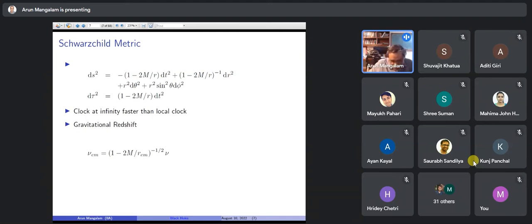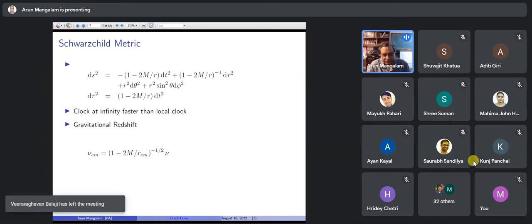So that applies even to gravitational redshift. What do you mean by gravitational redshift? An emitted photon would change its frequency from the emitted value by a factor given by this, the same argument. Time is changed to frequency, and then you can flip it over, and you get 1 minus 2m by r_em. So depending on where it's emitted, the photons will change their color.